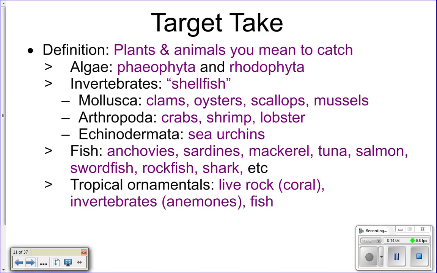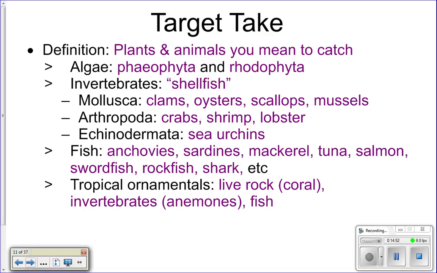So you can have all sorts of different kinds of things. Like algae. You can also have different kinds of invertebrates like shellfish. So you can use clams, oysters, scallops, and mussels. You also get things like crab and shrimp and lobster. You get sea urchins for uni. You also get all sorts of different kinds of fish. So sardines, anchovies, mackerel, tuna, salmon, and so on and so forth. And then we also use some of the targeted take as tropical ornamentation. So we take live rock or coral, and then all sorts of reef fish to be part of our aquariums that we like to keep in our houses. So targeted take are the things that we mean to get, that we want to catch.